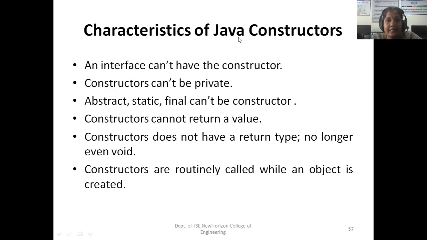What are the characteristics of a Java constructor? For example, an interface cannot have a constructor. When I discuss interfaces, I'll tell you more. Next, a constructor cannot be private. What is the name of the constructor I can give? Whatever the class name you are giving, the same is the constructor name.